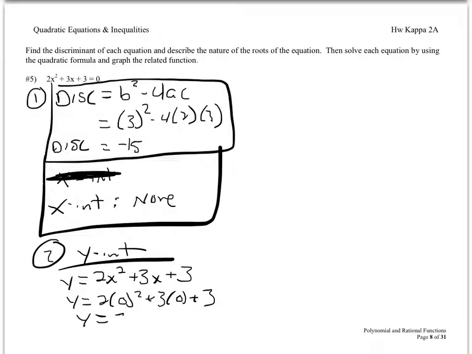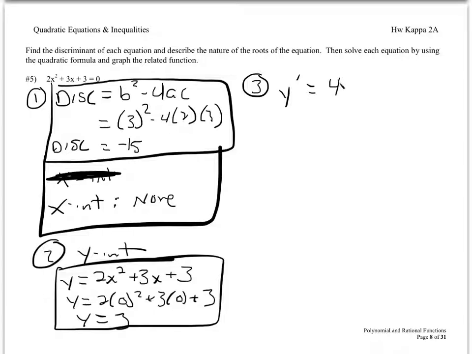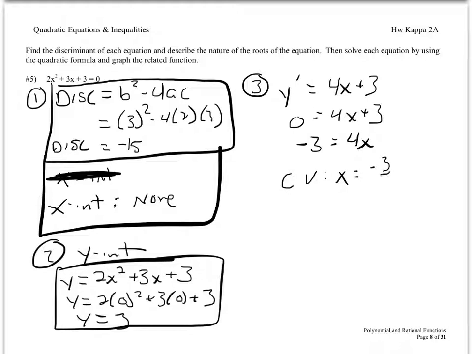We get a y-intercept of 3. So it crosses the y-axis at 3, no x-intercepts. We know it's a parabola because it's a quadratic, and we know it opens up because the leading coefficient is positive. To figure out what that minimum is, we're going to have to find the critical point. To do so, we find the derivative, set it equal to 0, and solve that little tiny baby equation to get a critical value of x equals -3/4.